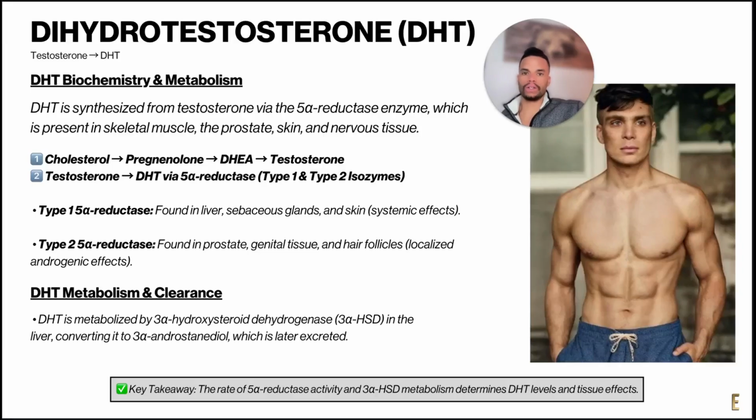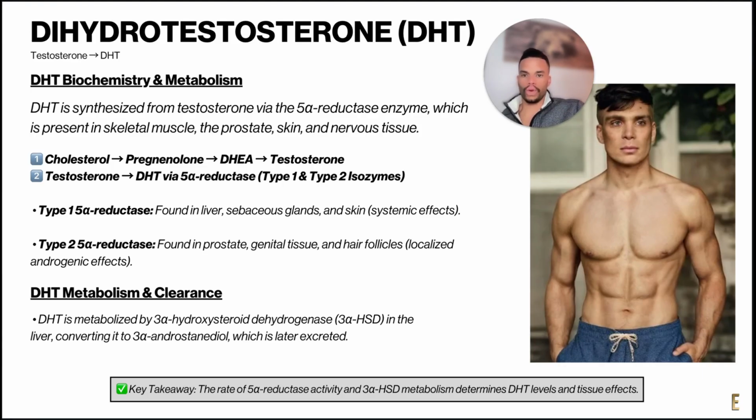DHT metabolism and clearance, an extremely critical function to understand. DHT is metabolized by 3-alpha hydroxysteroid dehydrogenase in the liver, also known as 3-alpha HSD. It's converted into 3-alpha androstanediol, which is later excreted from the body. So if 3-alpha HSD activity is too high, DHT breaks down too quickly, which leads to lower active levels in the body. And low DHT levels can negatively impact muscle growth, recovery, cognitive function, and libido. So balancing 5-alpha reductase activity and DHT metabolism is key to optimizing muscle building, fat loss, and athletic performance.